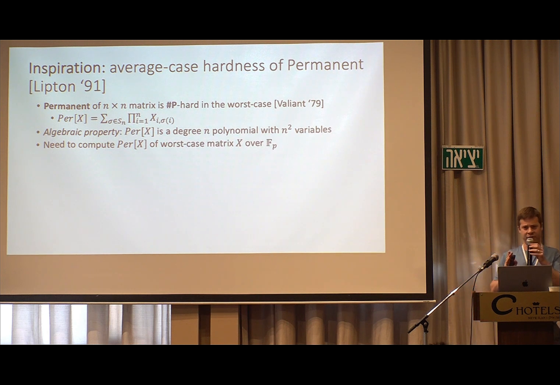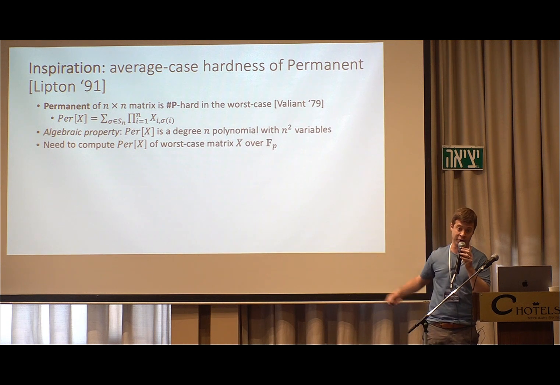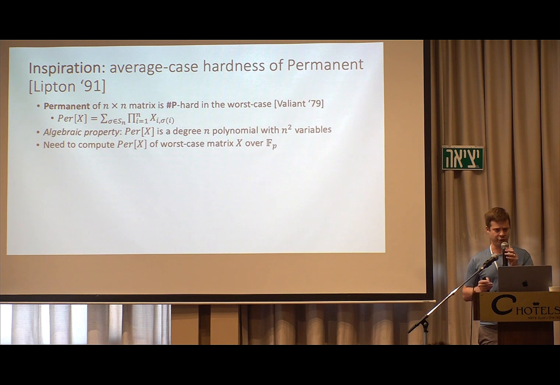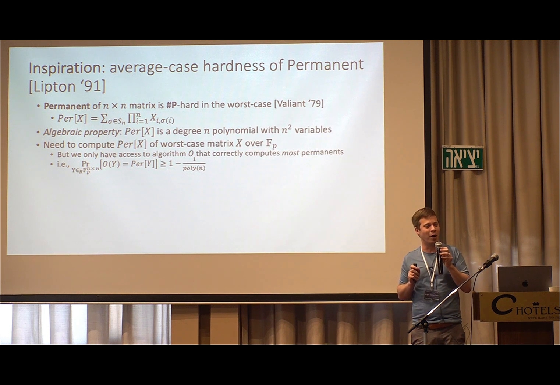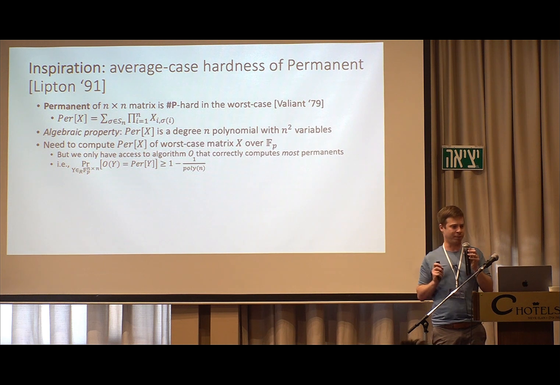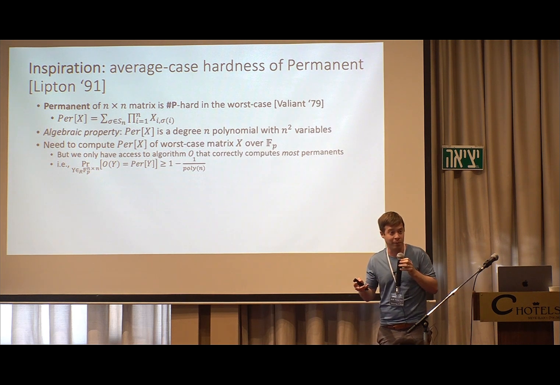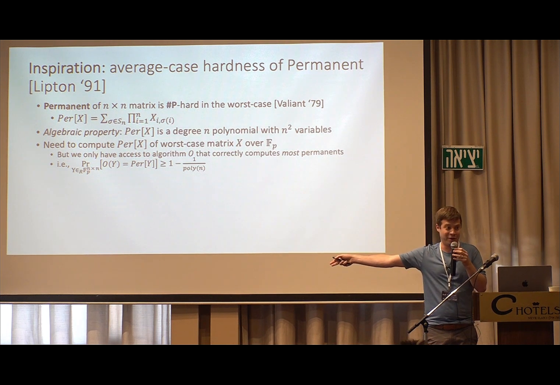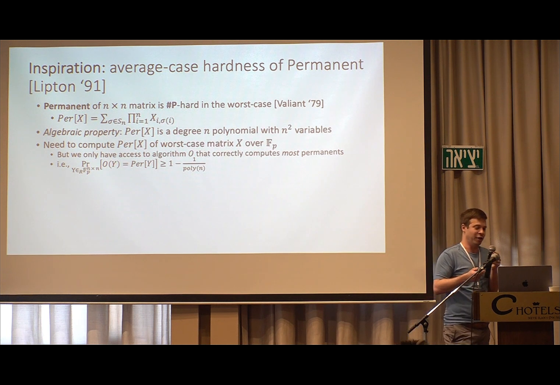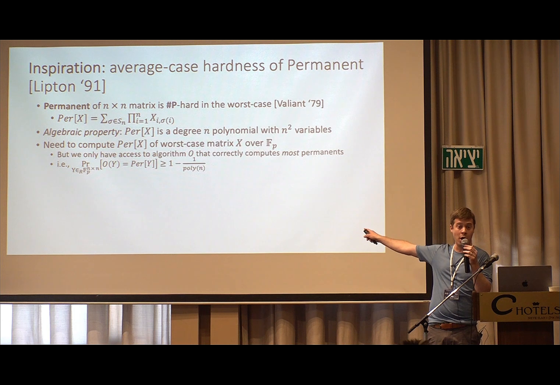Okay, so what's the setting? This is the setting of Lipton's proof. The goal is to compute the permanent of a worst case matrix, an arbitrary matrix, let's say with entries over some sufficiently large finite field, F_p. We know that's a hard problem. That's Valiant's result. Okay? But we don't have that ability. We only have access to a sort of faulty algorithm O, that works to correctly compute most permanents, the permanent of most matrices over the finite field. In other words, this is what O does. We give it as input a randomly chosen matrix, and then it outputs something, which most of the time, on a good day, agrees with the permanent. But on a bad day, say a 1 over poly fraction of the matrices, it outputs complete nonsense. And from my perspective, the end user of this box, this faulty algorithm O, I don't know which is which.